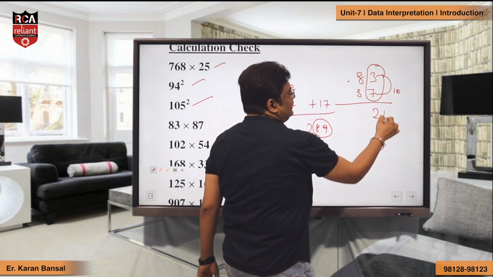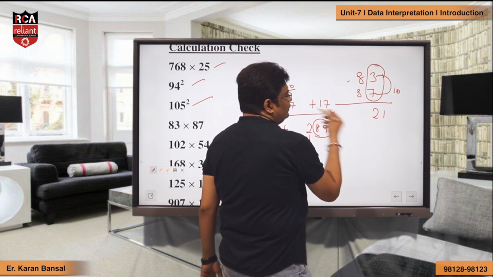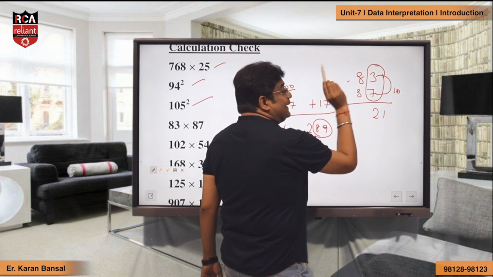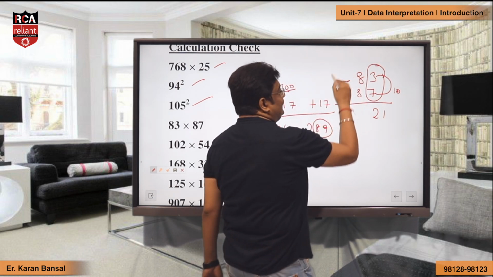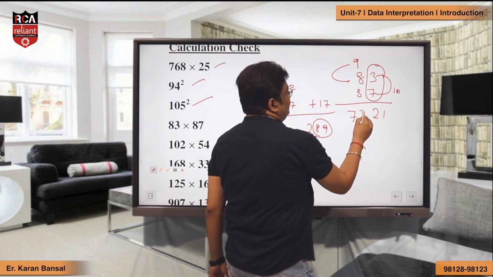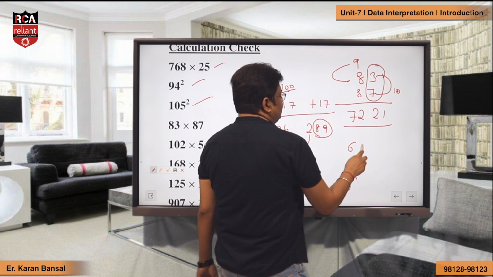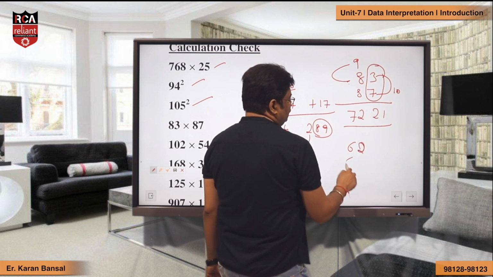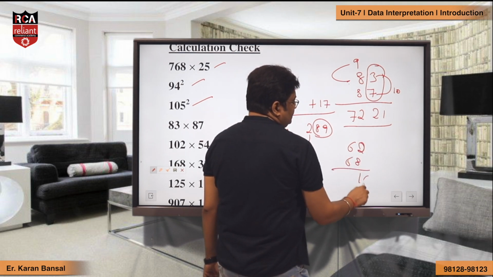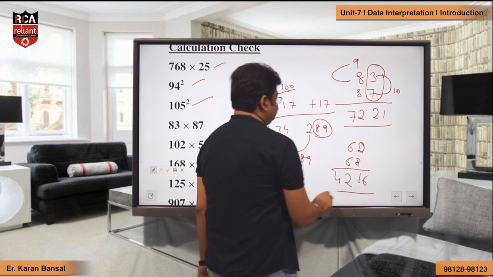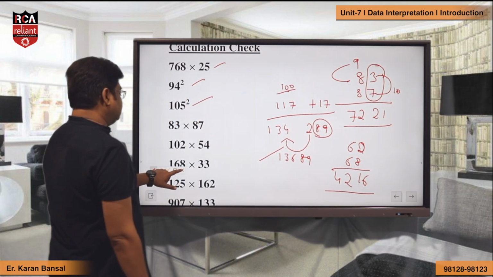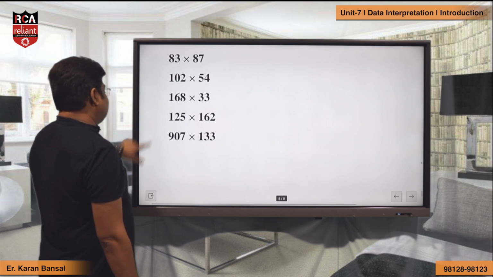3, 7, 21. You multiply these, 3 into 7 is 21, and multiply 8 by its next digit. So 8 into 9 is 72. So that's your answer. Fairly simple. So let's say you had 62 into 68. So 2 into 8, 16. 6 sevens are 42. Done. All right. I'll move on to the next example.